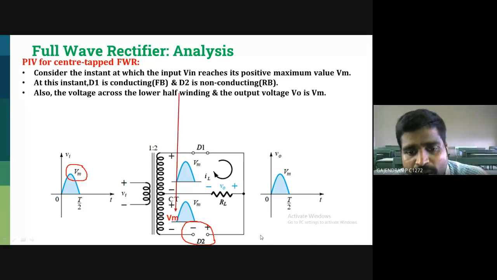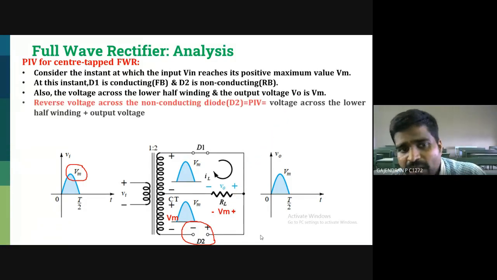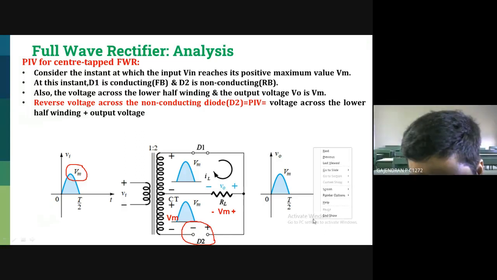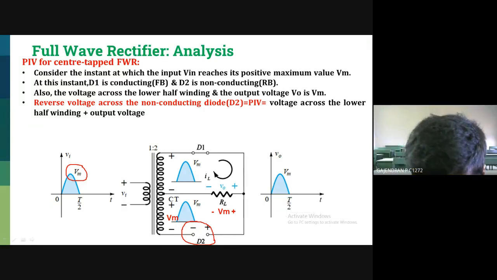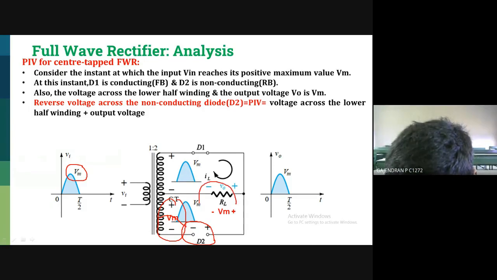Vm. So the peak inverse voltage of your diode is Vm. But across this diode there is an input voltage, that is Vm, and also listen carefully, across this the input voltage is Vm, from this transformer you will get Vm. Then here in the load there will be a voltage.